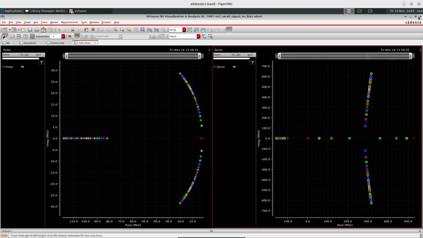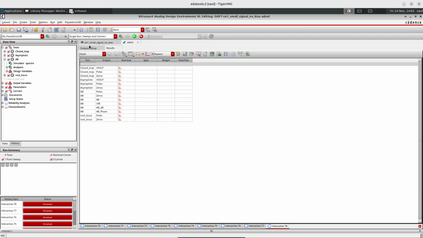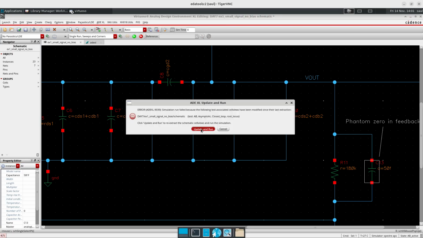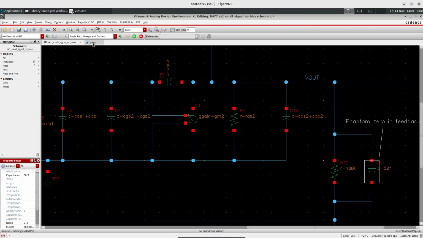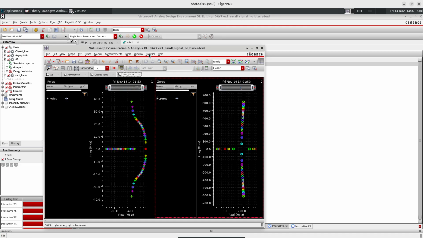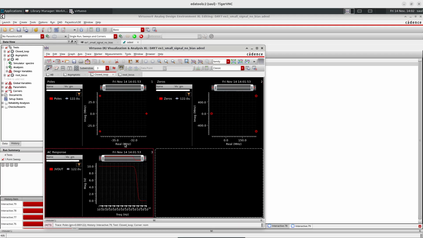Let's try to tweak a little bit the value of that capacitor so we can get a better result. Let's move it to, let's say, 50 femto. Let's run the simulation again. Okay, the simulation is done. Let's plot it, and then let's take a look now. Closed loop gain.